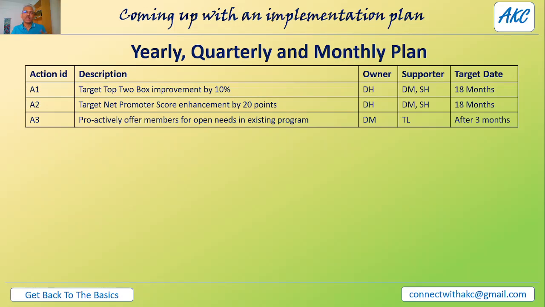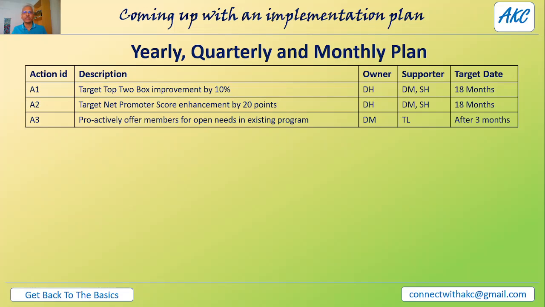So let's see, as part of this particular case, we have picked up three action points which emerged from that discussion, right? These were targeting the top 2 box to improve by 10%, targeting the net promoter score, again improving by 20 points, and proactively offering members for open needs in existing programs. So these were the high level action points which were identified, and there was a timeline given.